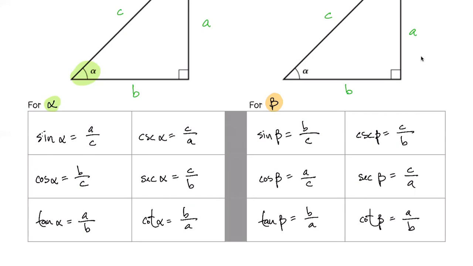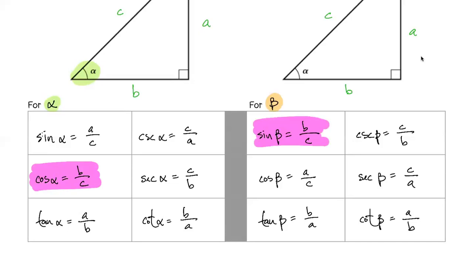Ah, Richard, tell us what you found. The cosine and cosecant. Okay, so the cosine of alpha, let's start there. The cosine of alpha is B over C. And you said that's the same as the sine of beta. Okay, so sine of beta is B over C. Yeah, they both look like they're B over C, right?